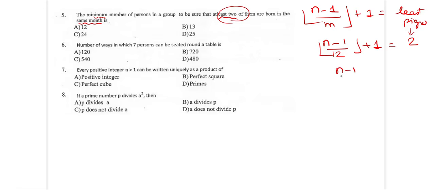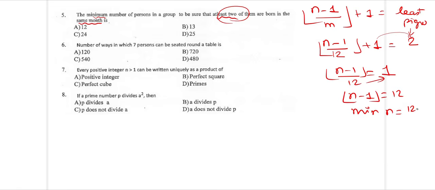So (n minus 1) by 12 equals 2 minus 1, which makes it 1. Cross multiply the 12 to the opposite side, so n minus 1 is going to be 12. Taking the floor of it, the minimum value of n will be 12 plus 1, which makes it 13. So B, the answer, is 13 for you.